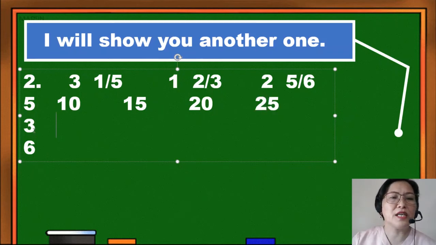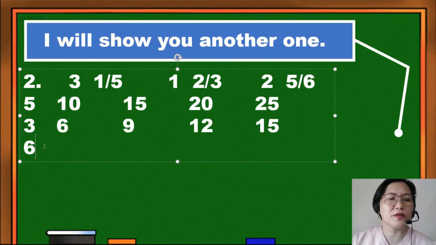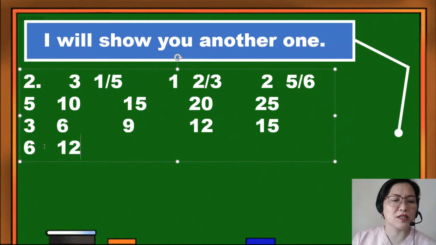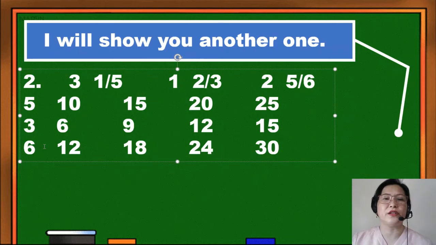Let us have 3. 3 plus 3 is 6. 6 plus 3 is 9. 9 plus 3 is 12. 12 plus 3 is 15. How about 6? 6 plus 6 is 12. 12 plus 6 is 18. 18 plus 6 is 24. 24 plus 6 is 30.